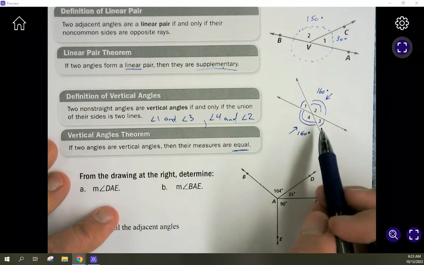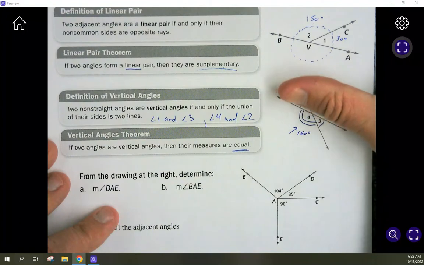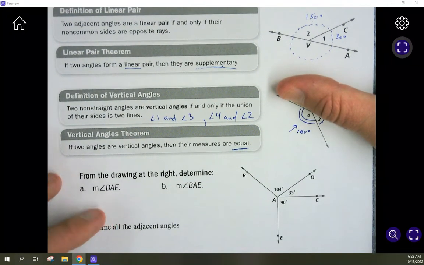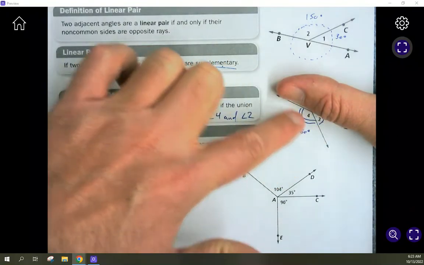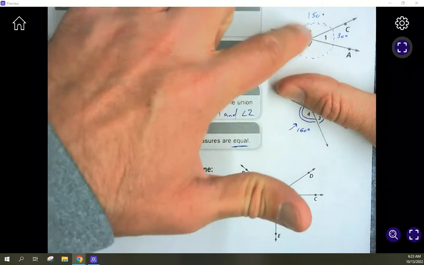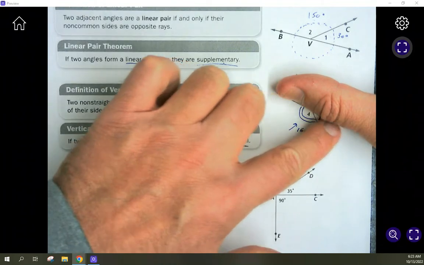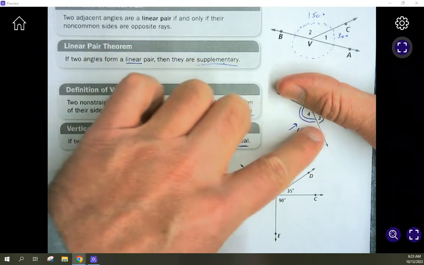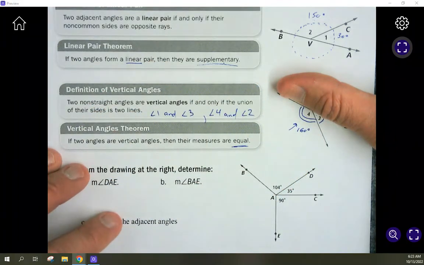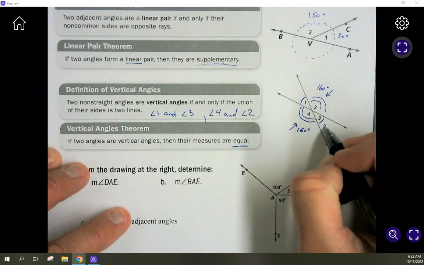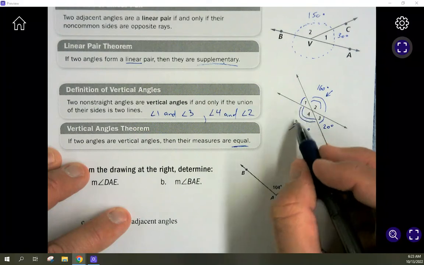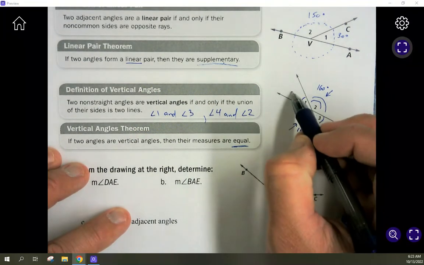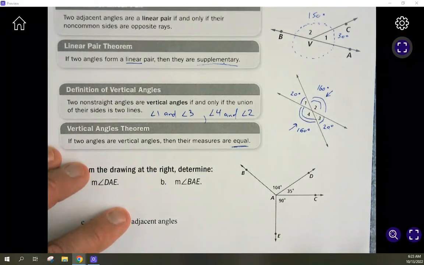Now if you look at this picture, 4 and 3, if I just got rid of this for a second, make it simple, 4 and 3 sit on a line. Those are a linear pair. Together, those have to equal 180 degrees like we talked about up here. I've got a straight line. Angle 4 and angle 3 make up an entire side of that straight line. Those are a linear pair. They add up to 180. So I know angle 3 must be 20 degrees because it has to add up to 180 with this one next to it. And now since these are vertical, I know they're equal.